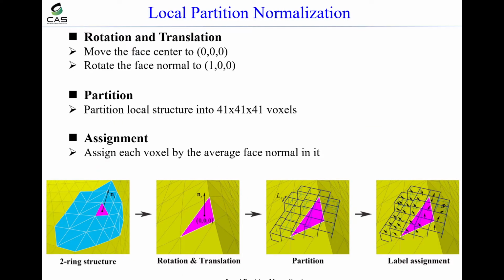Then I will introduce the method in detail. First, I present the pipeline of the local partition normalization strategy. Given a face, first the position and direction of the face are normalized. Then the space around the face is divided into dense voxels. At last, each voxel is assigned the average face normal in it. Thus, both the geometry information and the normal information are preserved.